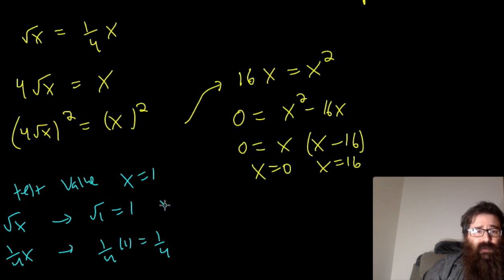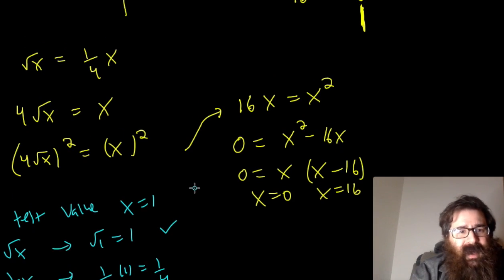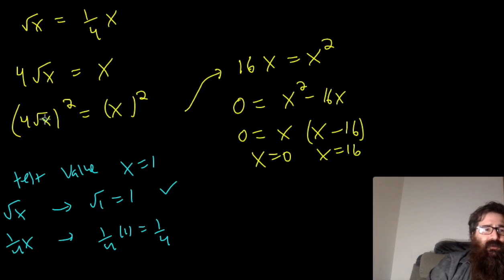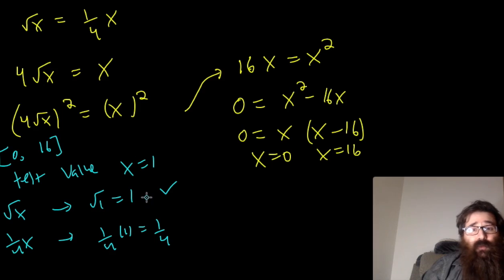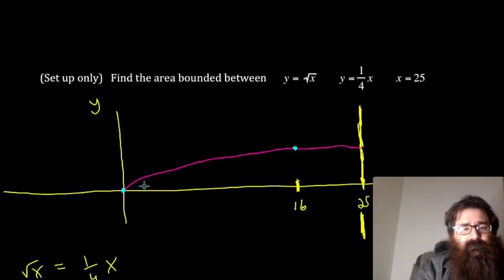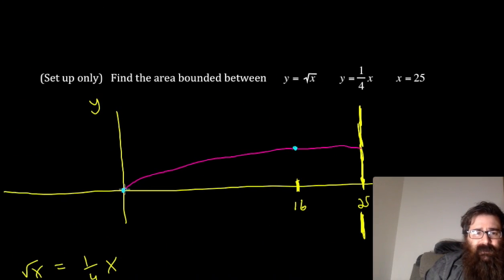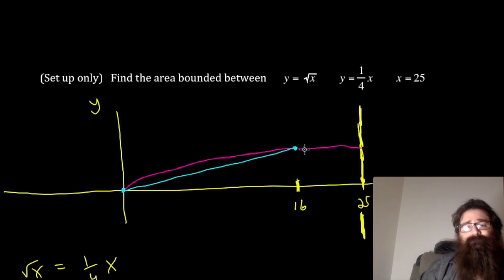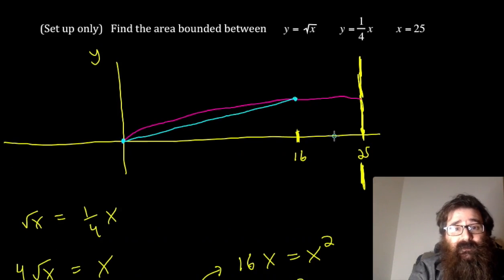And of course, 1 is greater than 1/4, which means that on the region from 0 to 16, since I picked a test value between 0 and 16, the square root function is actually above, which means that this line 1/4 x, maybe you were already thinking this, is underneath, and it's supposed to look like a straight line. Don't give me a hard time. And then they intersect there. But what about afterwards? Well, you probably have an intuition that after they intersect, they're going to trade behaviors. And that's true.